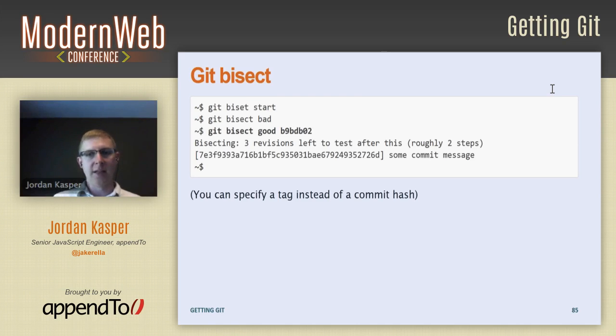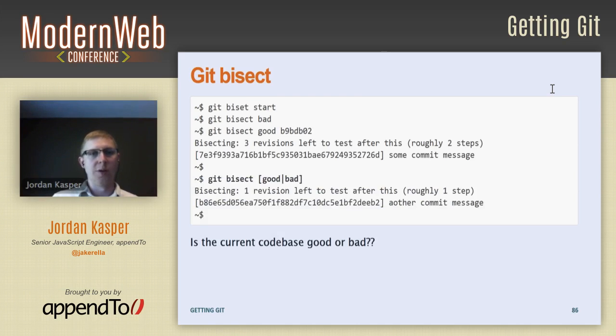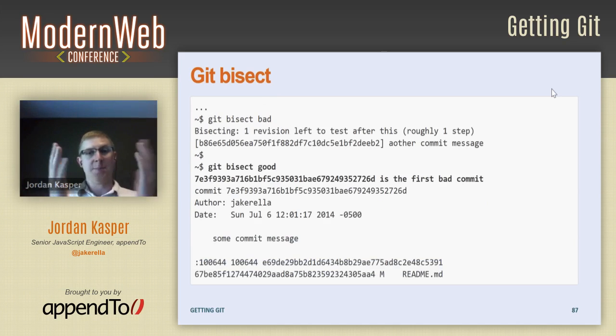And then you have to tell it whether that's good or bad. So you either do git bisect good or git bisect bad. Either one, Git is going to record that entry, and then it's going to check out a different commit for you. And then you tell it whether that one was good or bad. In this manner, Git is bisecting your repository commit history and narrowing in on where the first bad commit was.